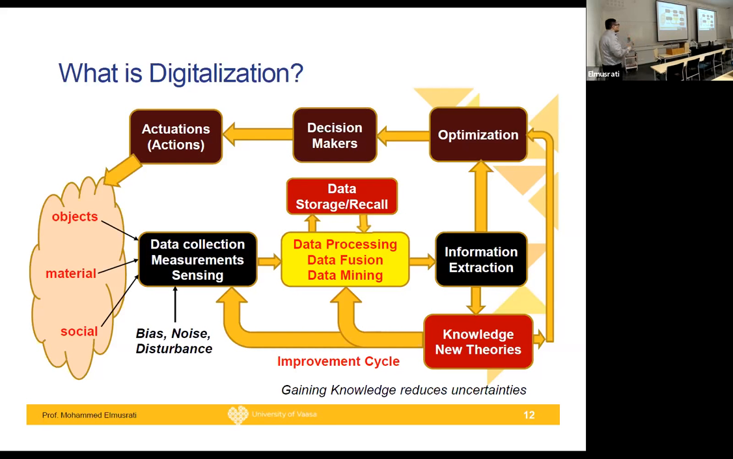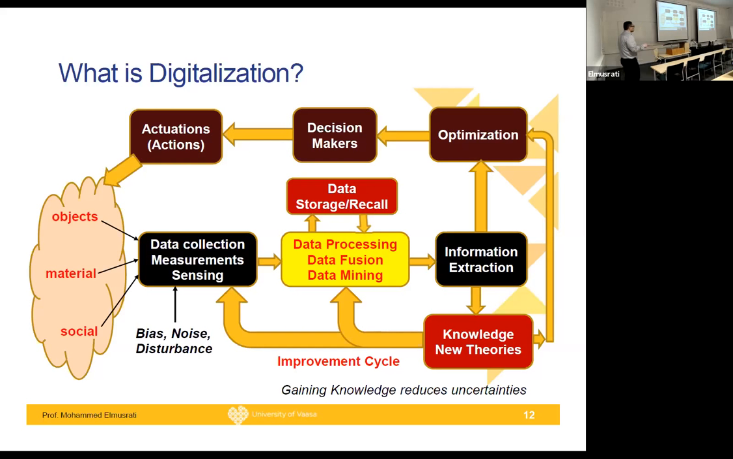So we have data collection and measurement, and then we have data processing, like data fusion, data mining, for example. And then we have information extraction. Actually, our machine learning is working here. And then, based on the information extraction, when you have more information, then you can build more knowledge. Building more knowledge, you can have new theories. Based on the new theories, you might be looking to measure different kinds of data, or also to modify your data processing. So we have the feedback here.